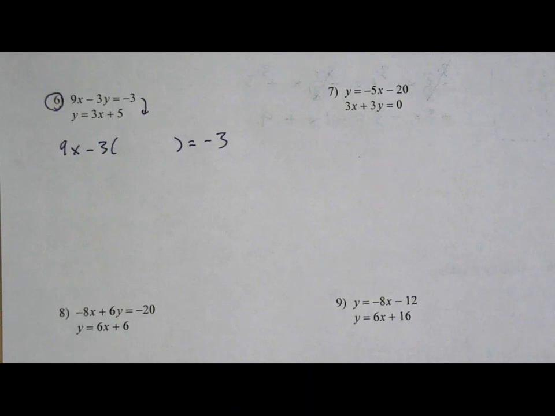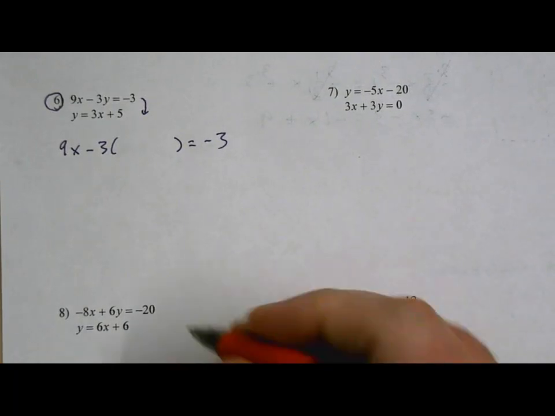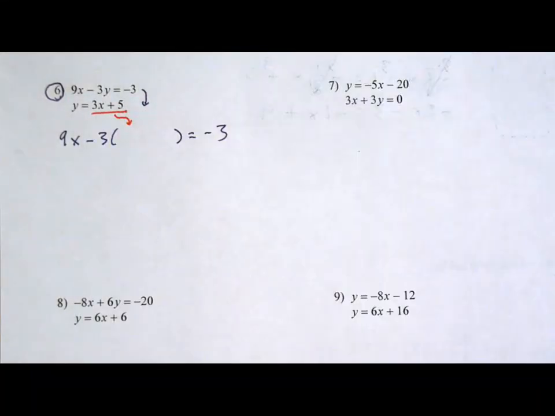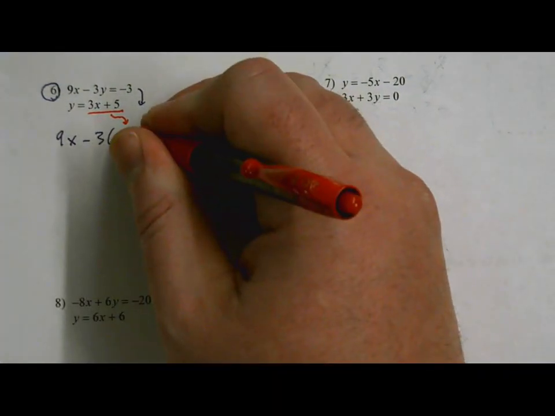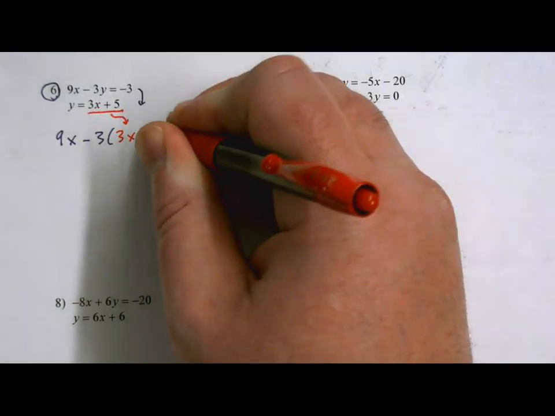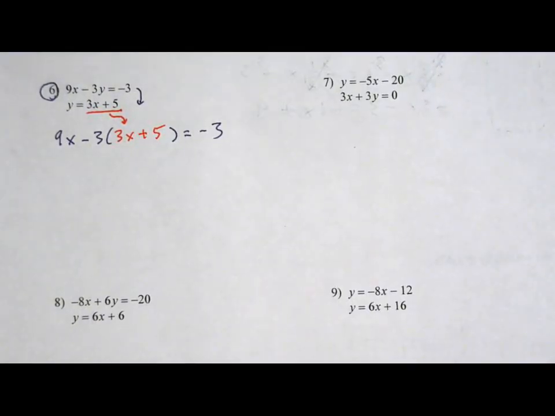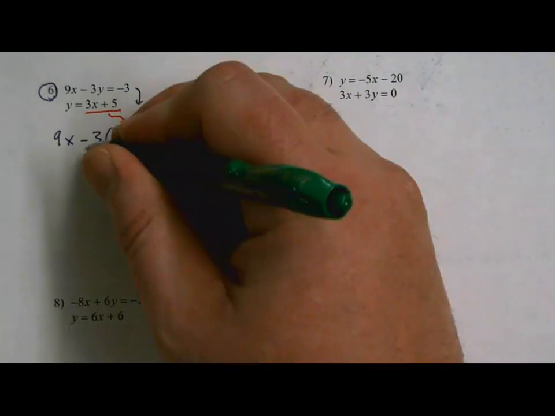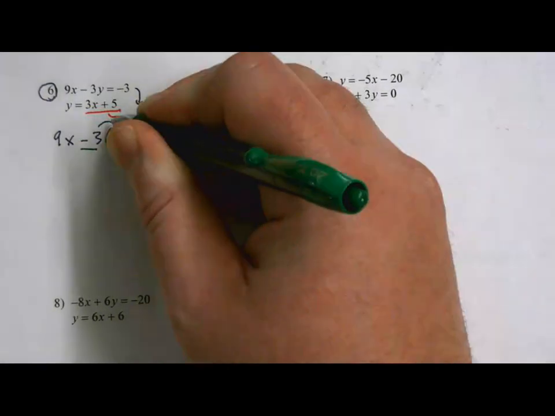I left out my y because what am I going to replace? What am I going to substitute in place of that y? You got it. We're going to put 3x plus 5 in place of that y because that's what y is equal to. Now, something weird is about to happen, so prepare yourselves. Let's distribute this -3 here.